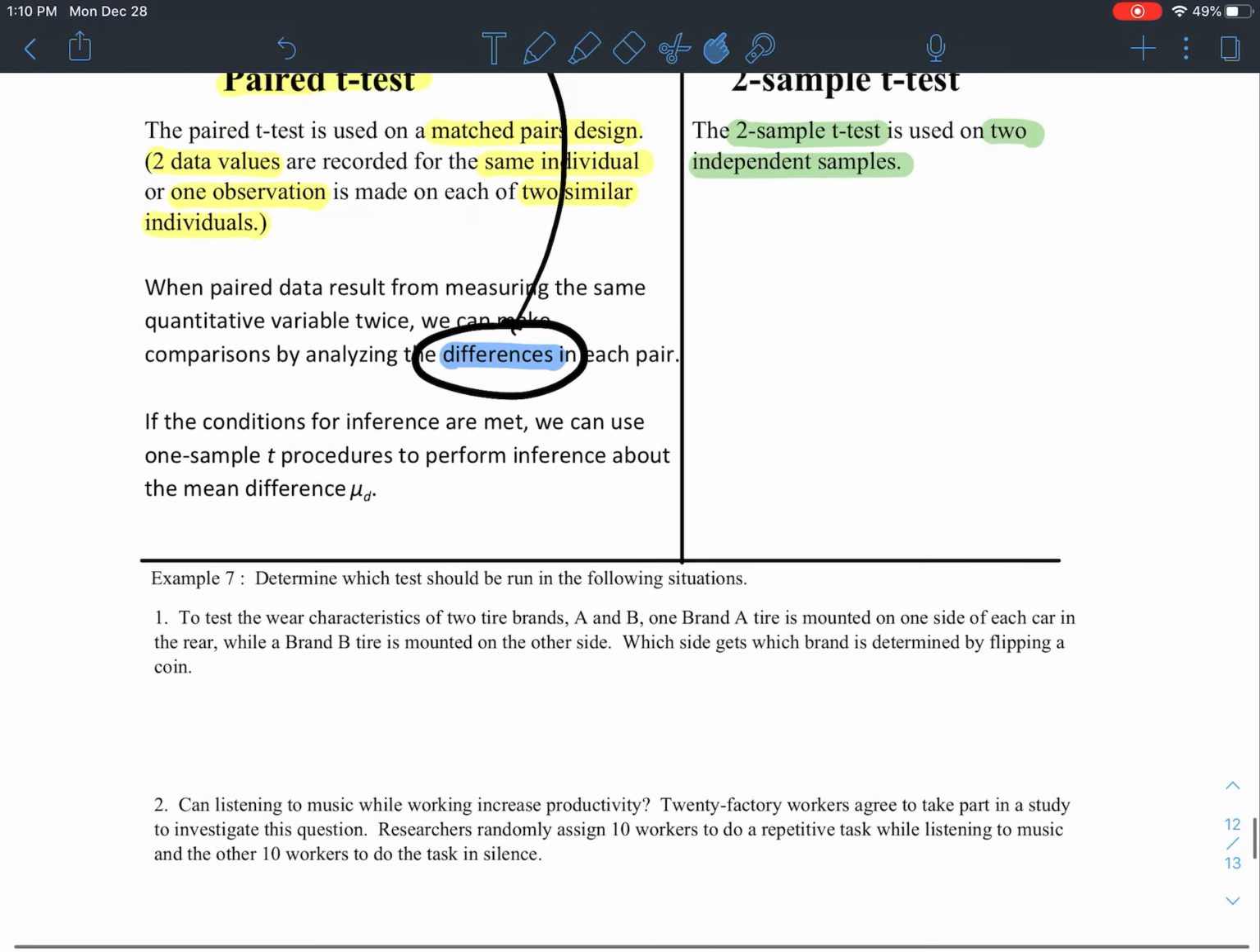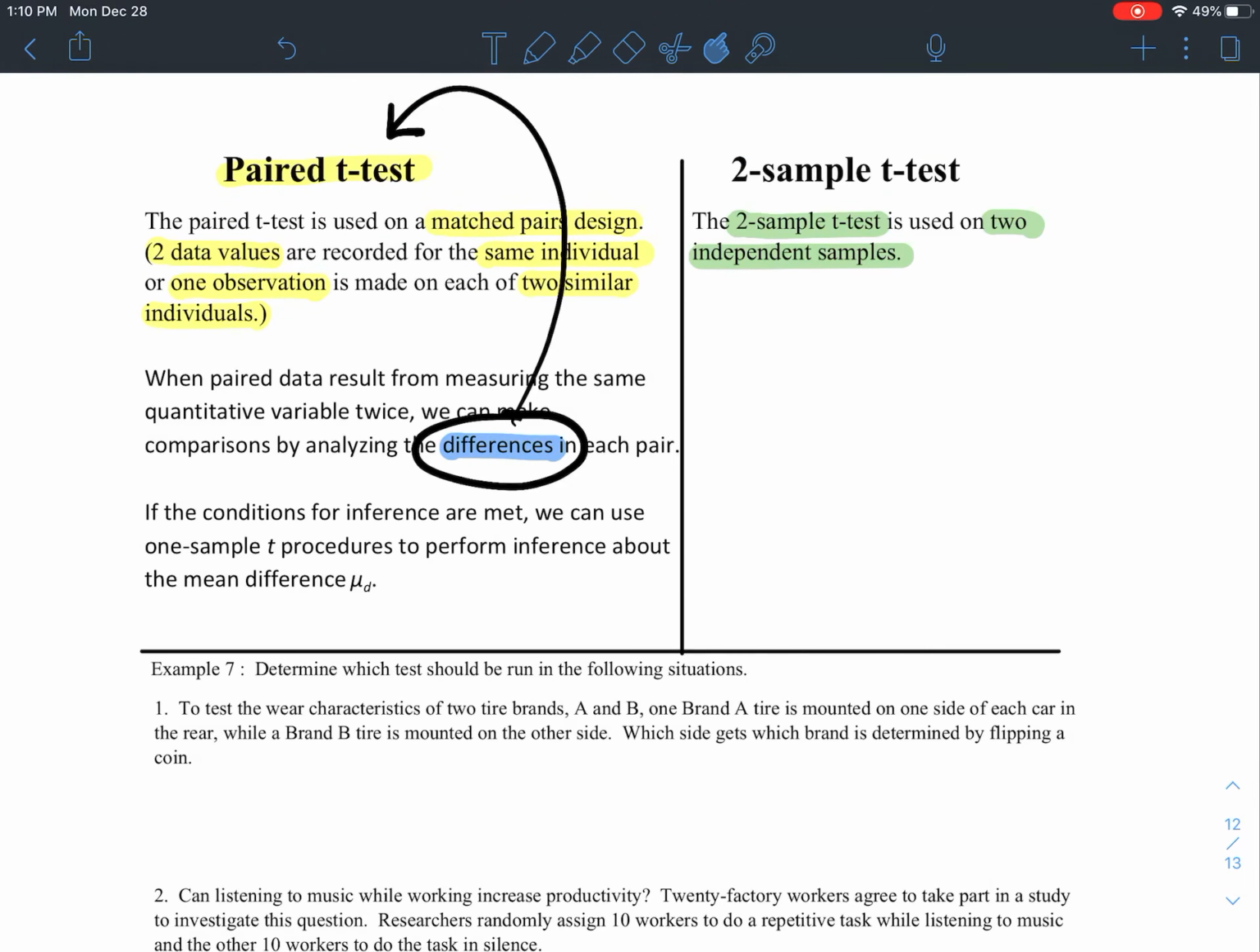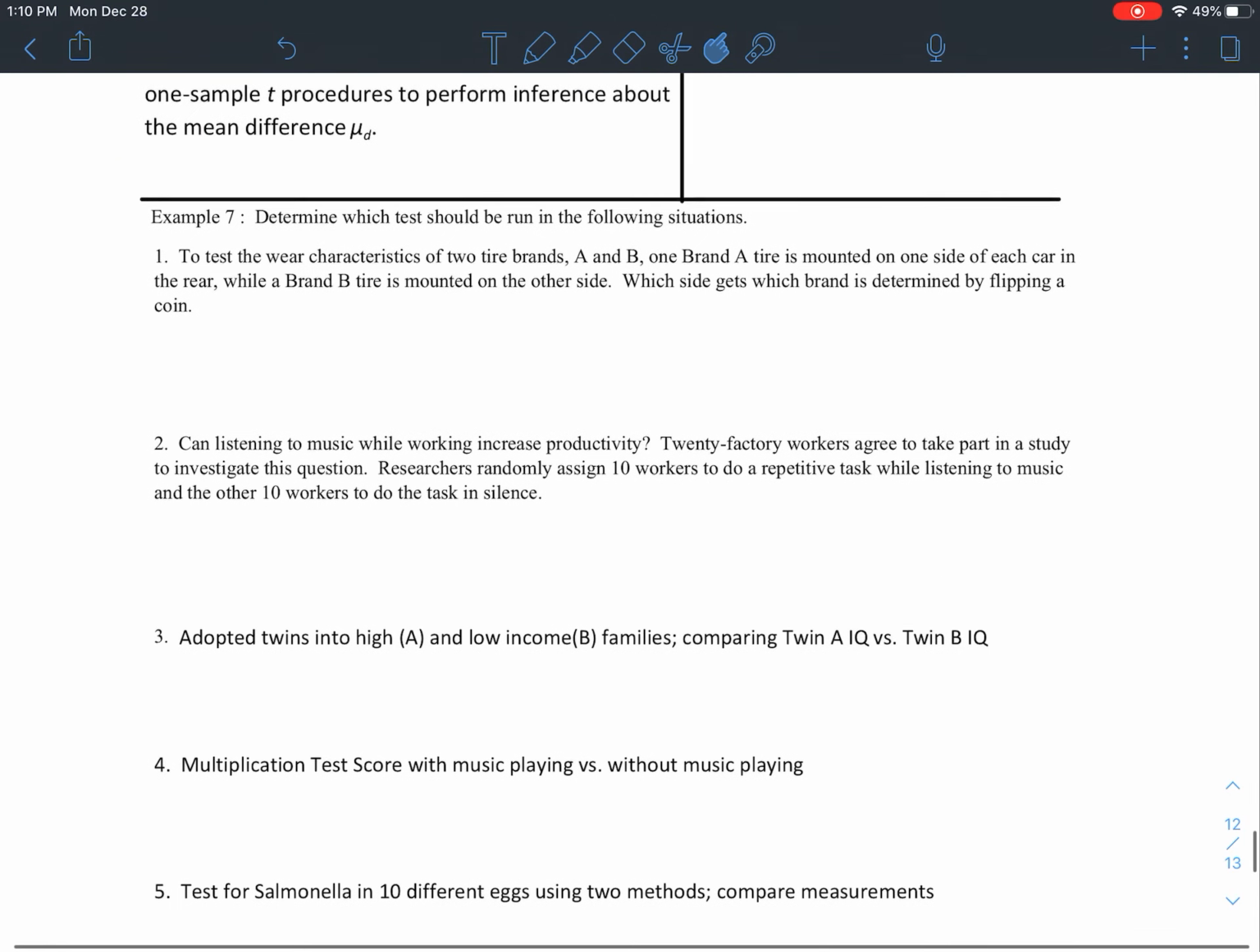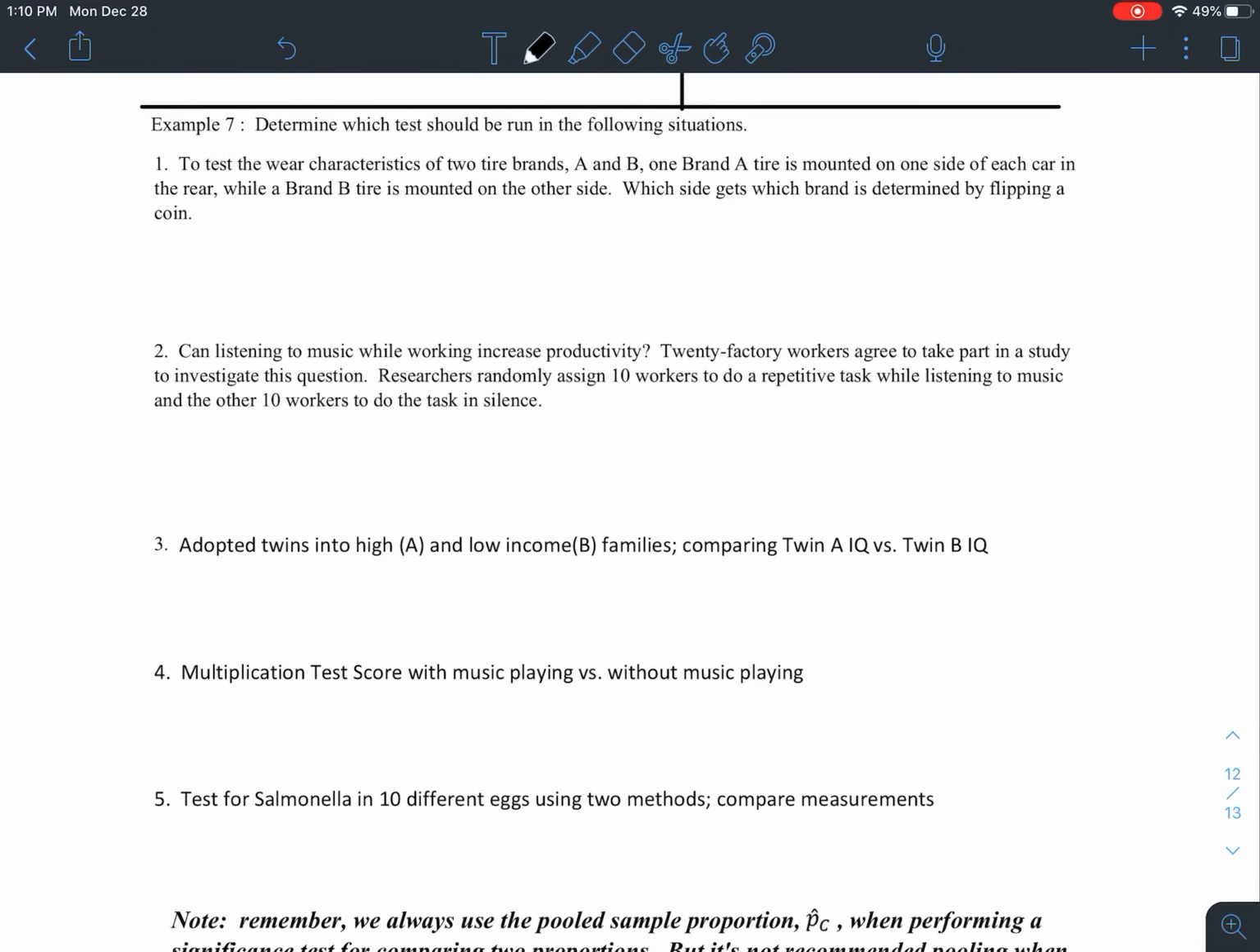We're going to read through a couple of examples and see if we can categorize whether each would fall under a paired t-test. By the way, on the calculator, it's not called paired t-test. It is simply called t-test, versus a two-sample t-test. These are two things that are very easily confused. So we want to determine which test should be run in the following situations.